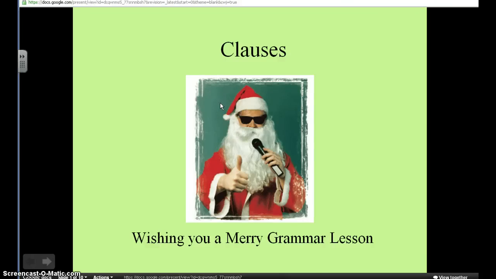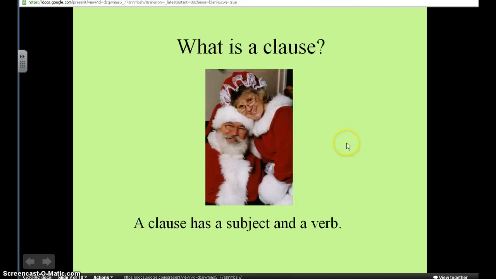Hello, scholars. Today we get to talk about the exciting topic of clauses. What is a clause? A clause, quite simply, is a group of words that has a subject and a verb. These are the two things that we're looking for to make a clause, subject and a verb.